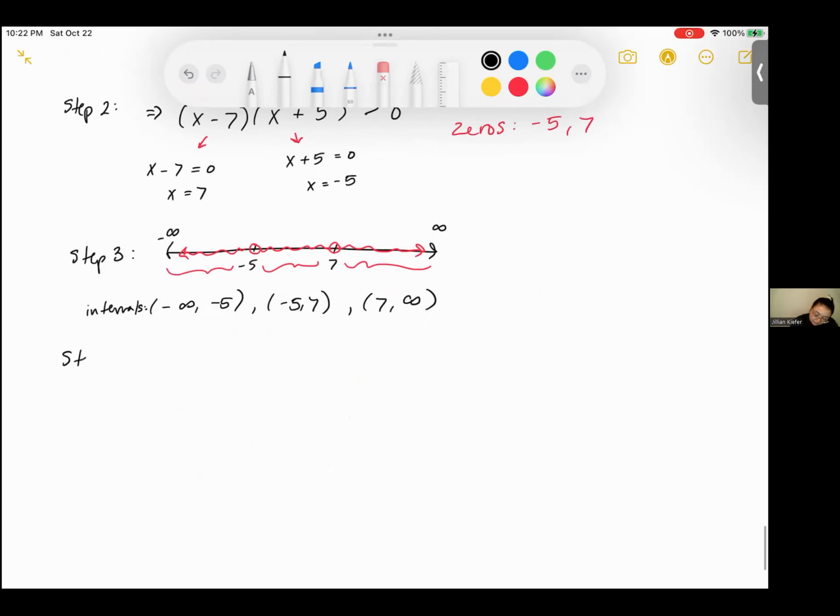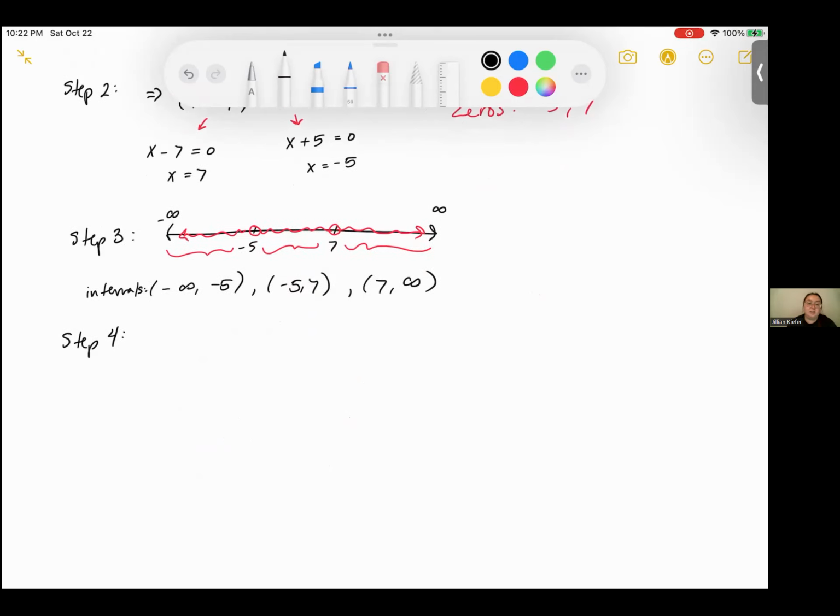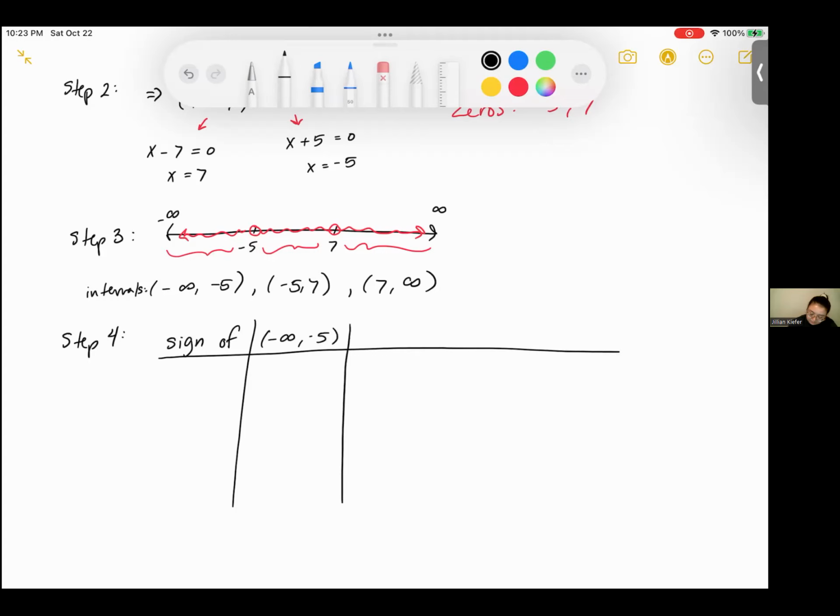Step 4 is you're going to create the table. In section 3.7, we went over how to create the table. As a reminder, in your very first column, you would write "sign of." You're going to have quite a few rows, so you want to draw the first lines here: write "sign of," then draw a line down and a line across. Across the top row, you're going to write in your intervals, so they're each going to be a column. You'll have negative infinity to negative 5, negative 5 to 7, and 7 to infinity.